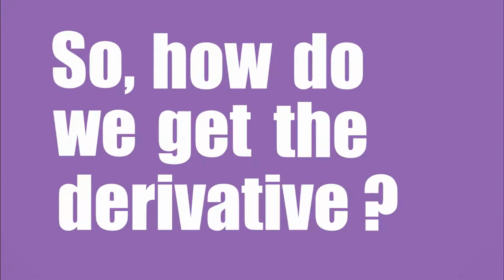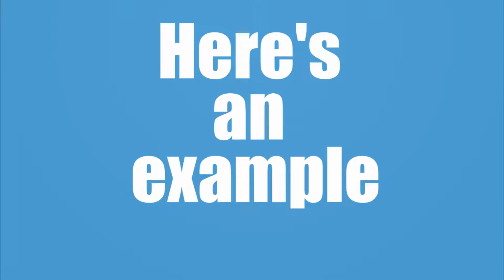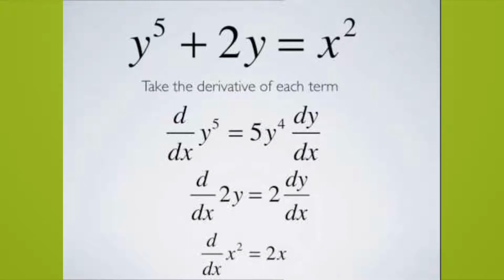So how do we get the derivative? If you have a constant, it goes to 0. If you have a variable, you multiply the variable by the exponent and subtract 1 from the exponent. Confused? Here's an example. We know the slope of this equation is 2, but when we take the derivative, we get 2. Here's another example.